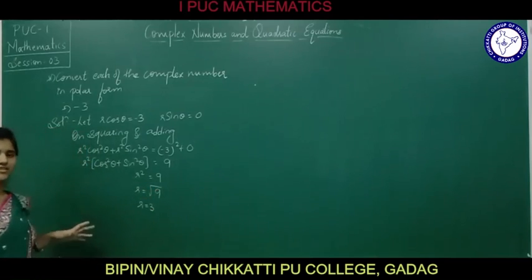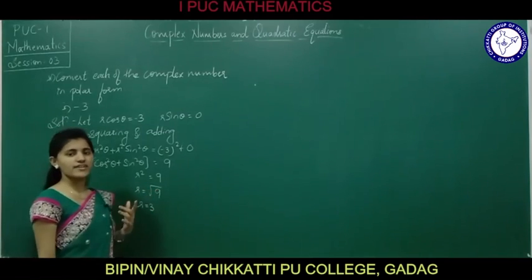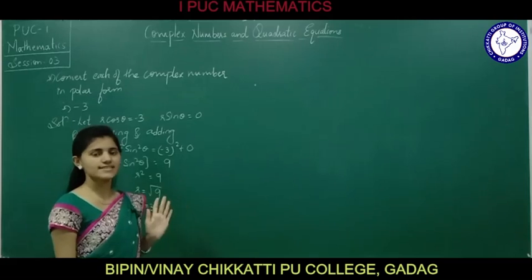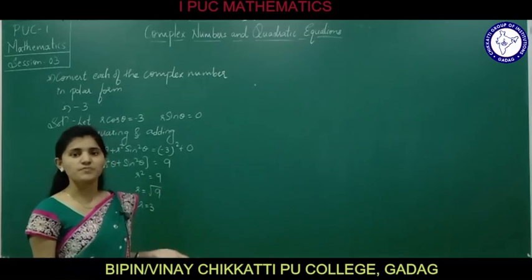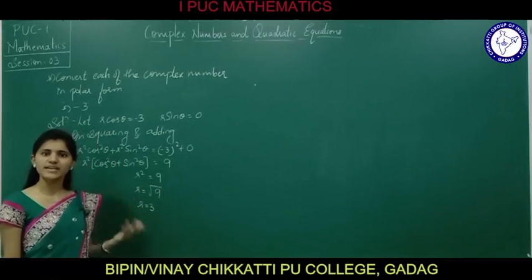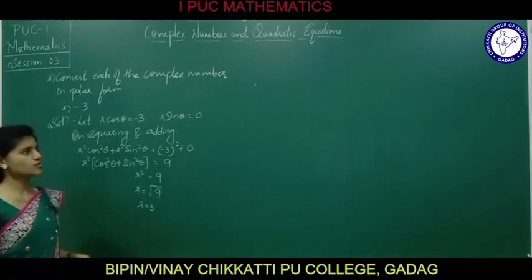Why is R always taken as 3? Conventionally, we have considered that R is always greater than 0. Why? Because it is a modulus, right? Modulus can never be negative. That is why R is equal to 3.